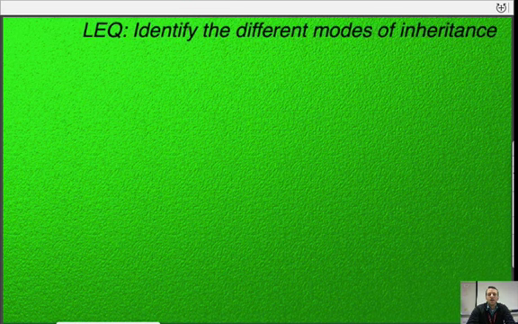Today we're going to be talking about modes of inheritance and taking a look at that LEQ there, identify the different modes of inheritance. So what we're going to be talking about today is codominance, incomplete dominance, sex-linked traits, multiple alleles, and polygenic traits. Now, a lot of this stuff you'll see in humans without actually seeing it. These modes of inheritance affect blood type, hair, eye color, height, skin color, anything like that. And I want to take a look at a couple of those today. So the first one we're looking at is codominance.